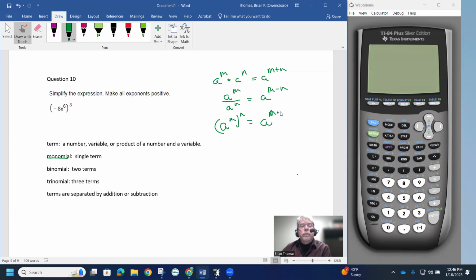times n. We've also learned that a to the negative 1 is 1 over a. We also learned that 1 over a to the negative 1 means a. And we also learned that a to the 0 power is 1.